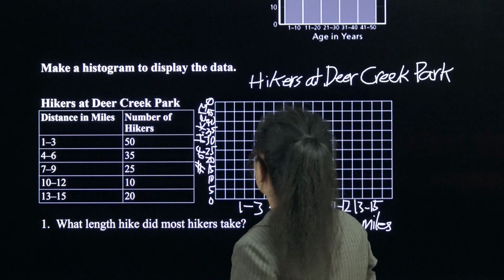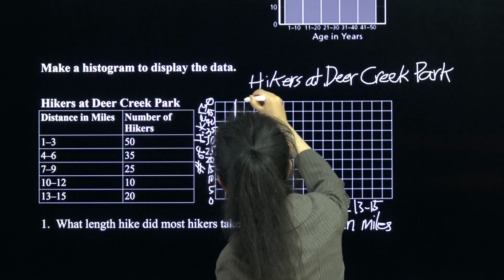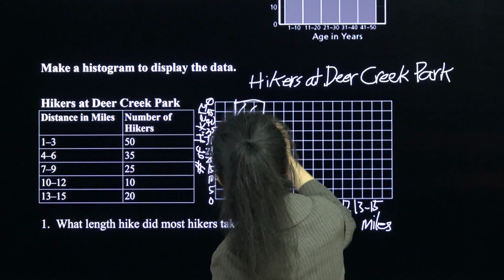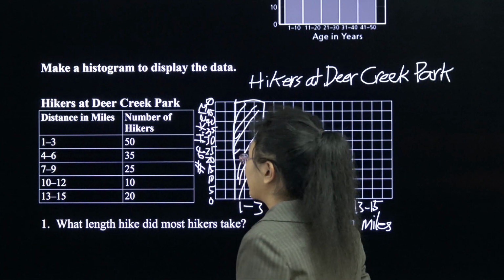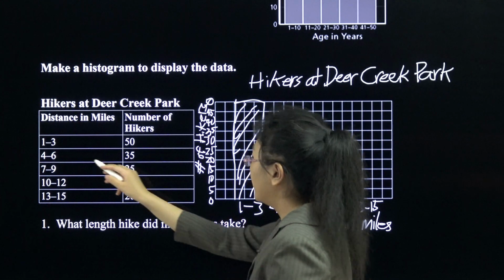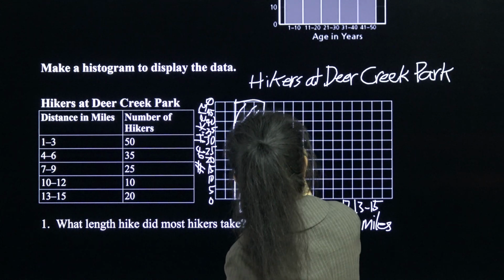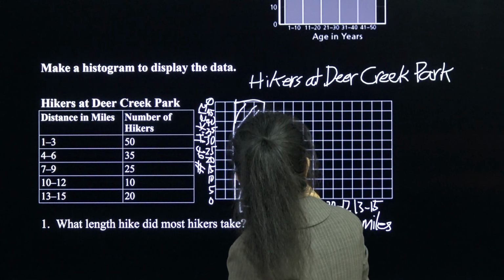So 1 to 3 miles, there's 50 hikers for that. This is a very haphazard bar, but bear with me because I don't have a ruler. Please use a ruler when you're actually doing this to save everybody's eyes, including your own. 4 to 6 is 35, so 35 ends here.